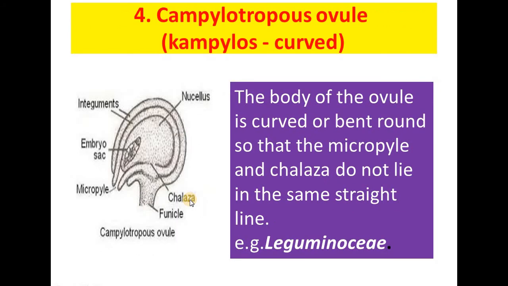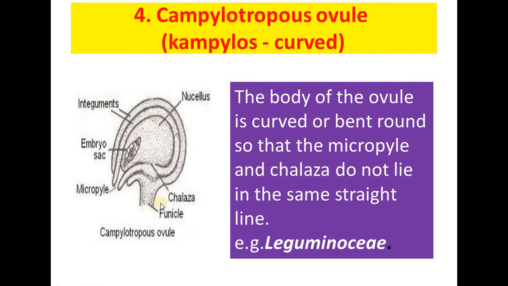Now come to the fourth type, that is campylotropous type of ovule. Here campylos means curved. So a curved structure will be there. You can see the curved type of ovule here. The ovule will be curved and such kind of structure will be produced, which you can see in the diagram. So the body of the ovule is curved or bent round, so that the micropyle and chalaza do not lie in the same straight line.